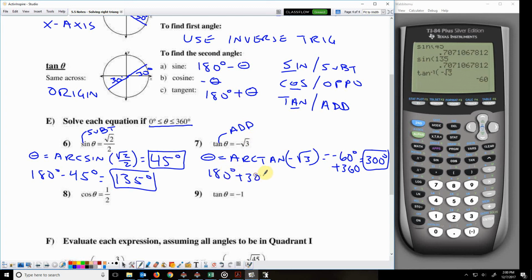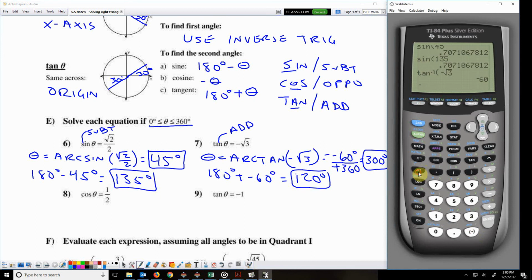180 plus 300 would probably actually be easier, since 300 is going to give me something above 360 and I'll have to find a coterminal. I'm actually just going to use that original negative 60. 180 plus negative 60 is 120 degrees. That's my second angle. So the opposite of the square root of 3 is that decimal, negative 1.732. Tangent 300, same decimal. Tangent 120, same decimal. That means my answers are correct.